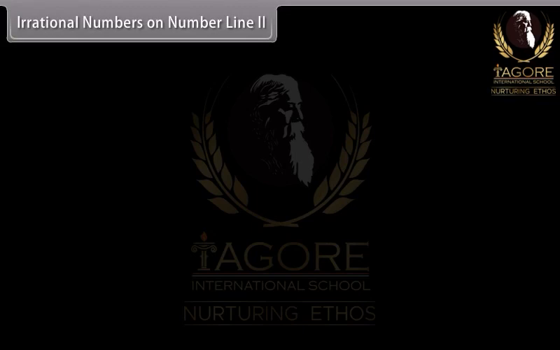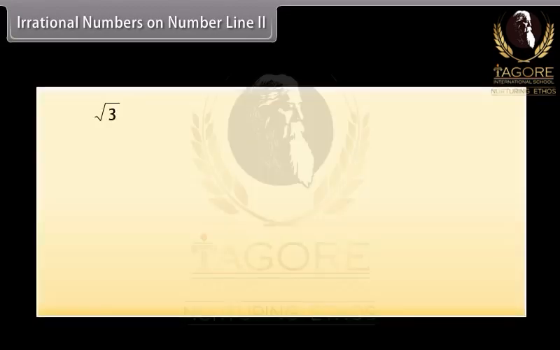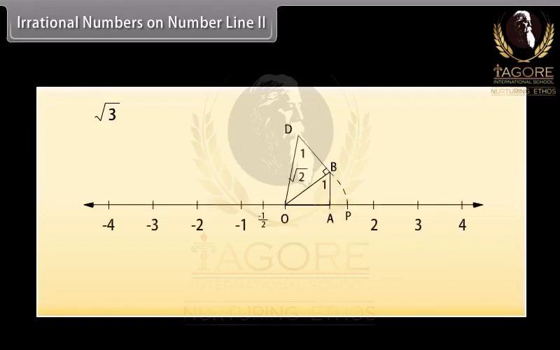Irrational numbers on number line 2. Similarly, to locate square root of 3 on the number line, we will construct BD of unit length perpendicular to OB. Then, by Pythagoras theorem, OD is equal to square root of 2 square plus 1 square, which is equal to square root of 3. Now, by using the compass with center O and radius OD, we will draw an arc intersecting the number line at point Q. The point Q corresponds to square root of 3 on the number line.